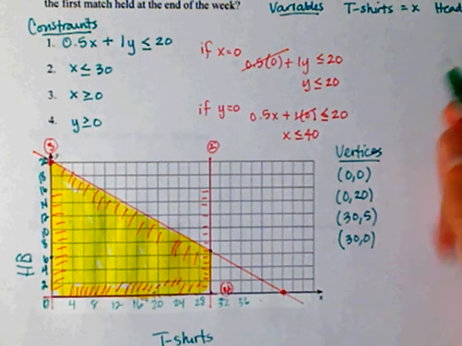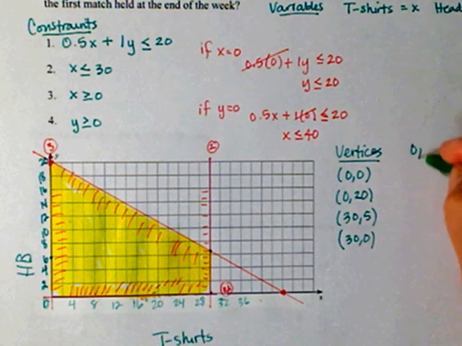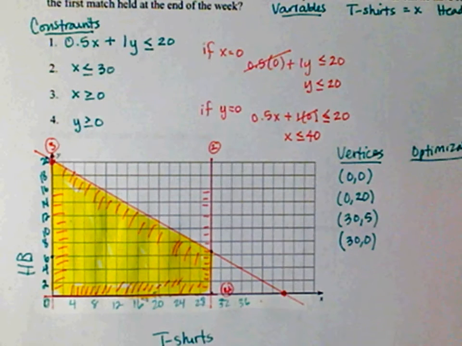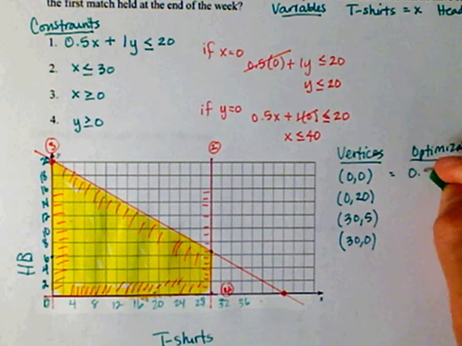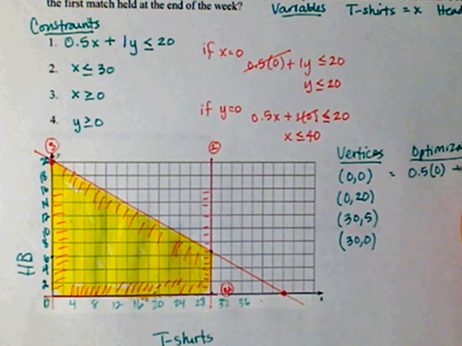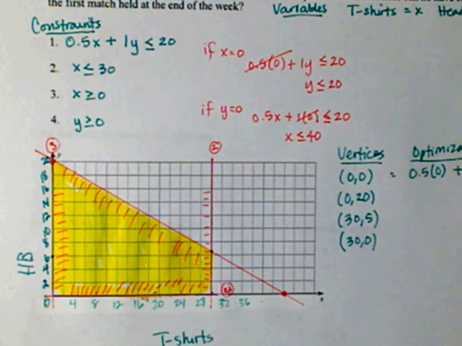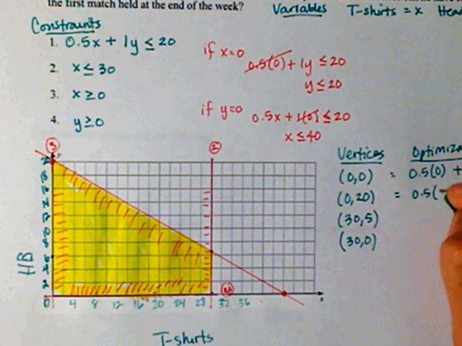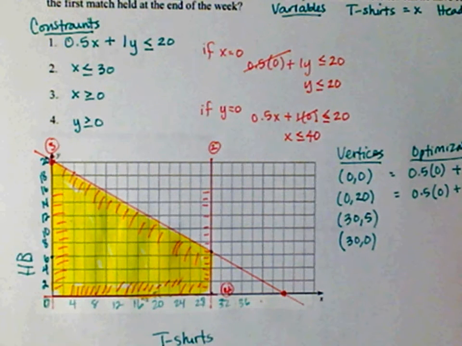So it says, what can you make? Well, here's your optimization. It is also part of your constraint, okay? So plug it in. 0.5 times 0 plus 1 times 0, okay? You're not making anything, you're not going to have anything. Next, if you make no shirts, but you made 20 headbands, okay, you're going to have 20 items.